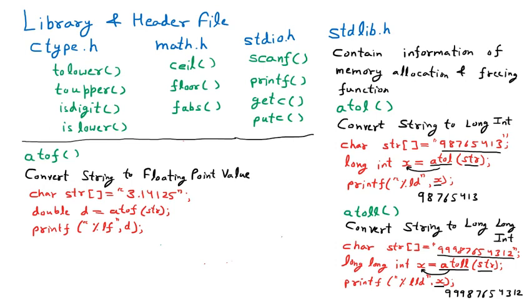Now we know that this is a string value which is placed inside the str. So this string value is going to convert to the float value with the help of the atof function and stored to the d. Now this d is going to display it. So the answer of this will be 3.14125.